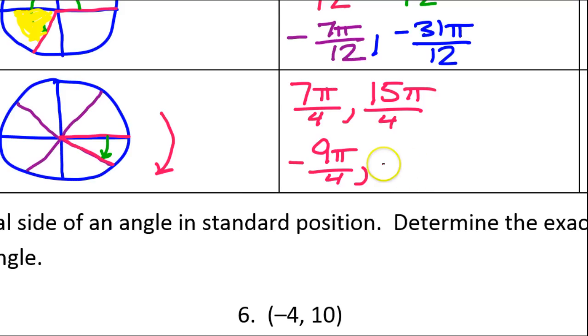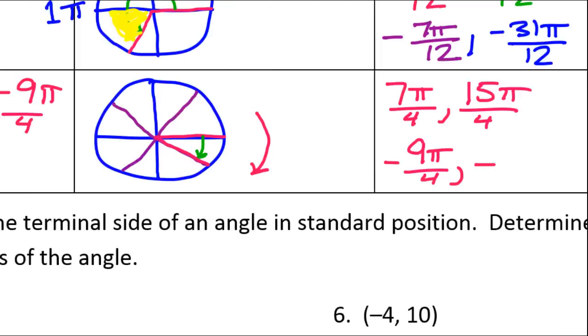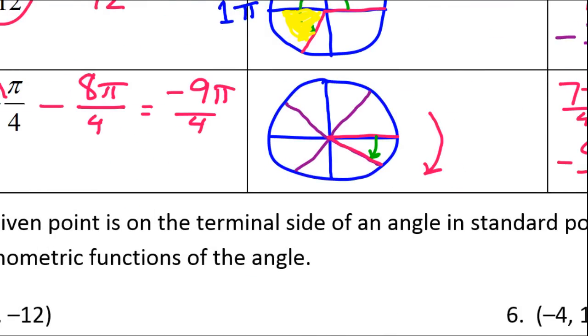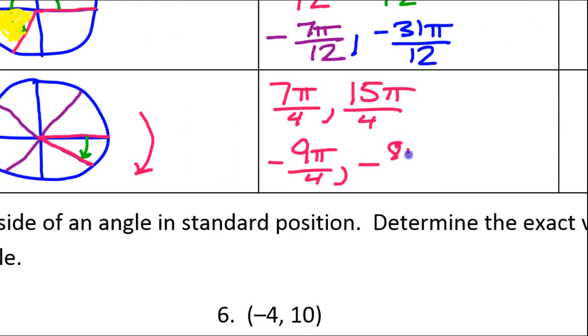If I want another one, I need to subtract another 2 pi, or another 8 pi over 4. Okay, so this is not a comma, this is me subtracting. Negative 9 and negative 8 make negative 17. So this would be negative 17 pi over 4. So those would be two negative coterminal angles.